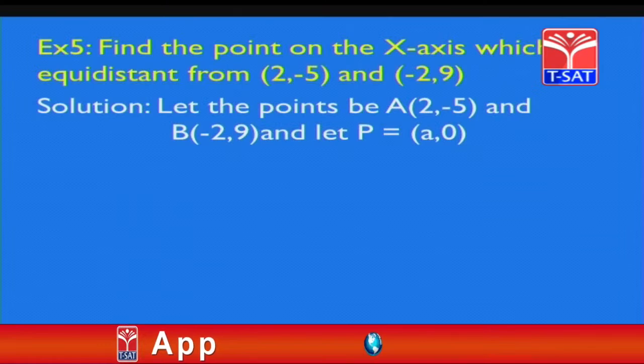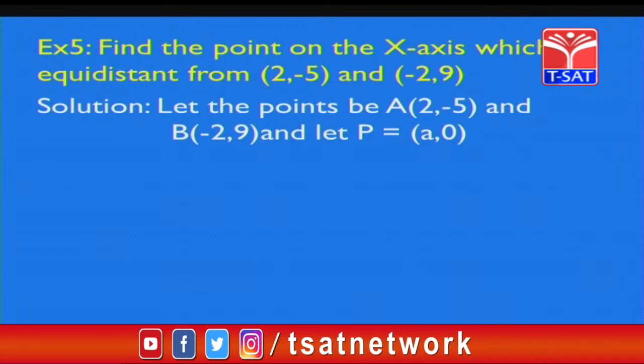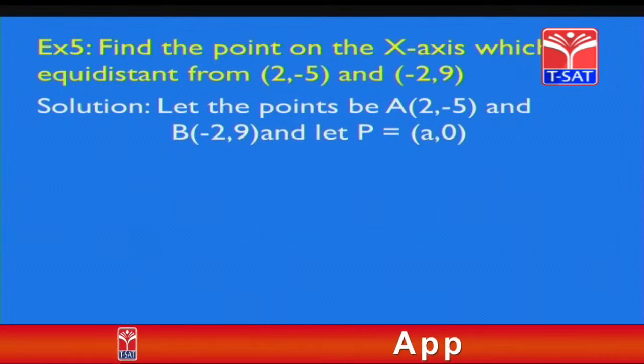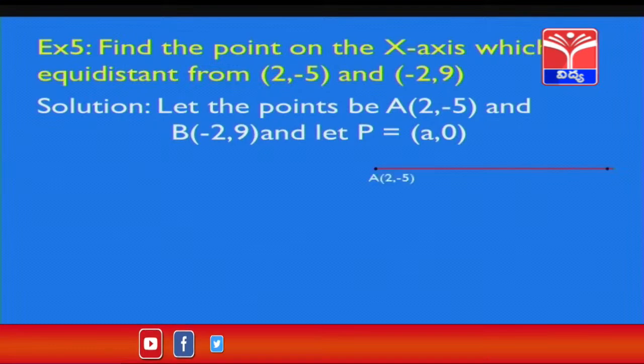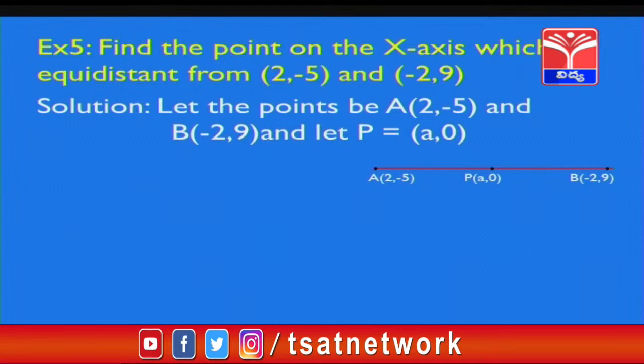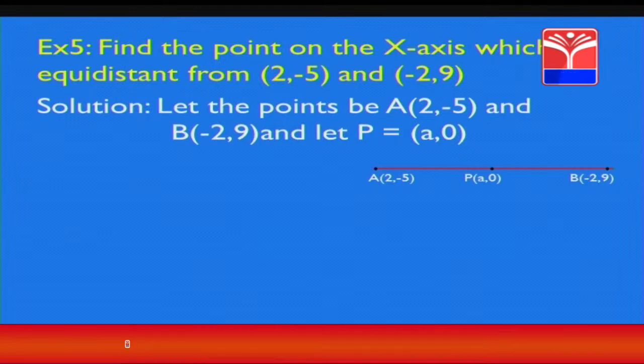Find the point on the x axis which is equidistant from (2, -5) and (-2, 9). For this, let the points be A(2, -5) and B(-2, 9), and let P be the required point which is equidistant from A and B on the x axis, and the coordinates of P would be (a, 0). So, let us draw the figure relevant to it. We are marking the points A and B, and let our point P be (a, 0).